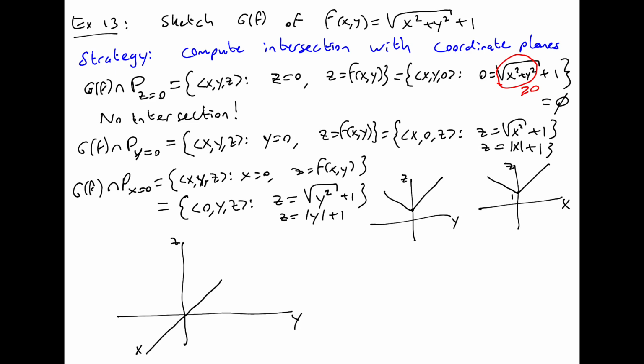So first, for the xy plane, there's no intersection. That means that there's no intersection here on this floor, on the xy plane. For the xz plane, we have a picture over here. So the xz plane, that's this plane here.